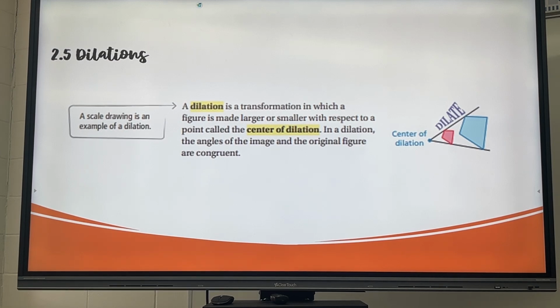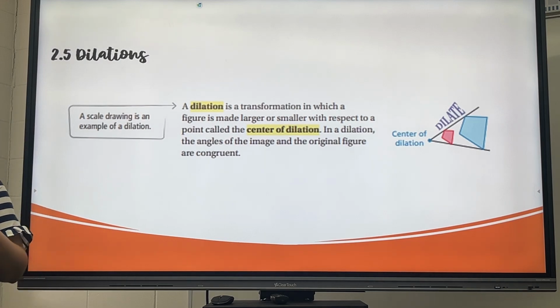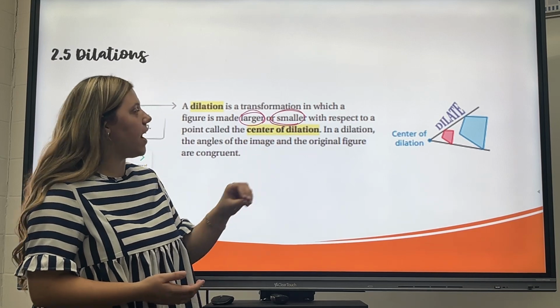So let's talk about a dilation, okay? This is another kind of transformation that's happening in this chapter. So a dilation, it says, is a transformation in which a figure is made larger or smaller, okay? So I really need to emphasize those words, larger or smaller. That is a dilation.